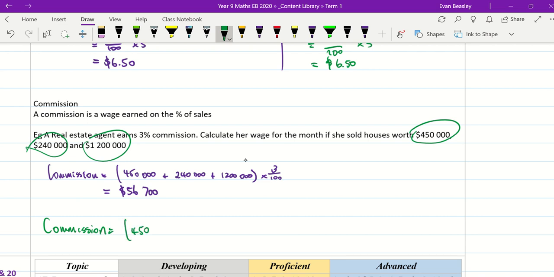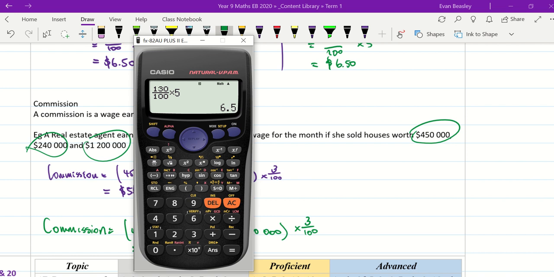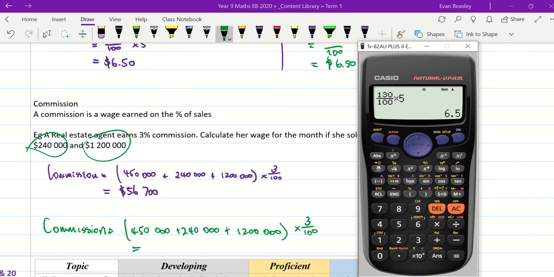So we're going to add 450,000 plus 240,000 plus 1,200,000. We're all going to multiply them by 3%. So it's 3 over 100. So let's grab our calculator and look at what we're doing.